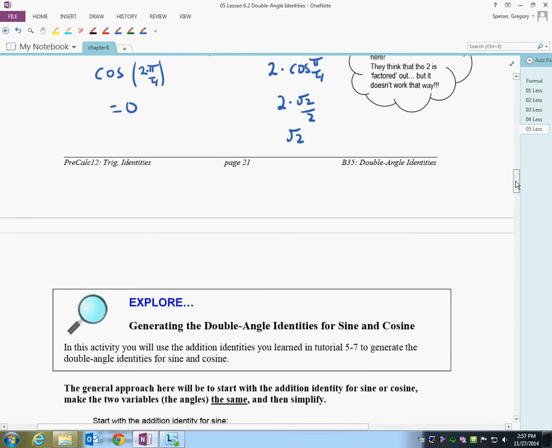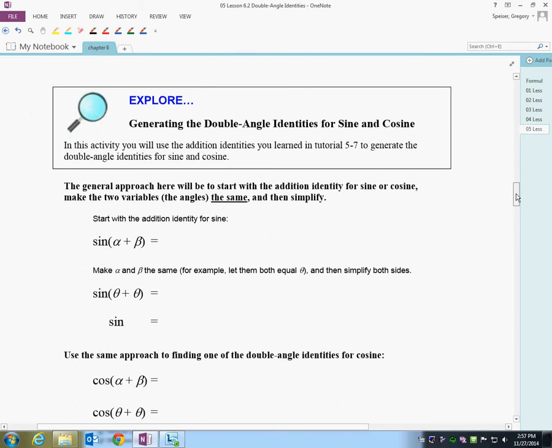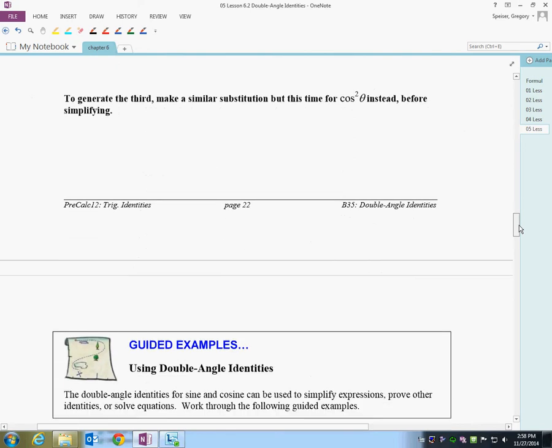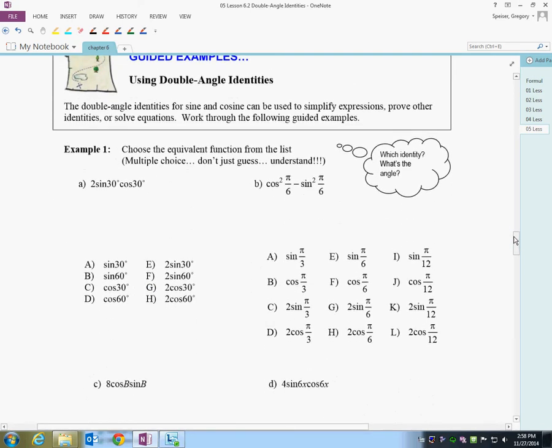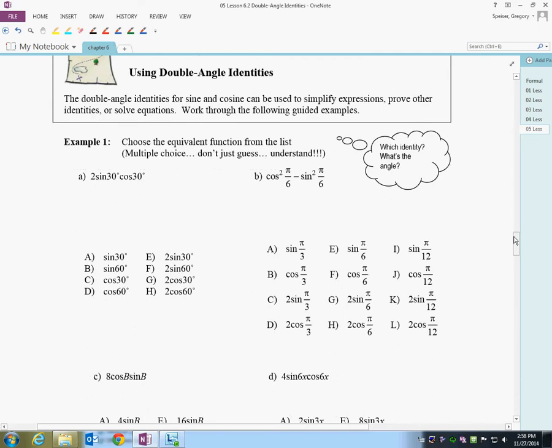So now I want to go, and I don't think we have to do this page. I'd like to take a look at this page here, these guided examples using double angle identities. It says, choose the equivalent function from this list. Multiple choice, don't just guess, understand. So for part A, we're going to pick one of these values. Okay, so which one is right?